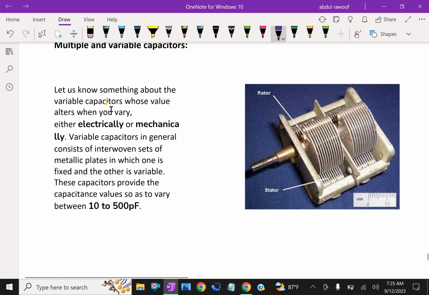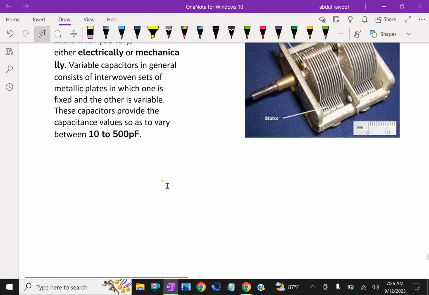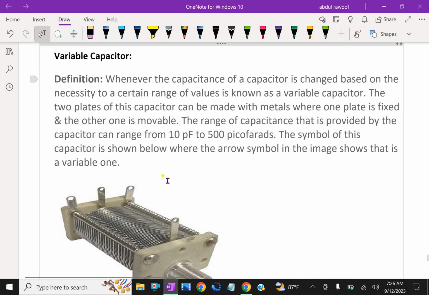Let us know something about the variable capacitors whose value alters when you vary, either electrically or mechanically. A variable capacitor generally consists of an interwoven set of metallic plates, in which one is fixed plates and the other is variable plates. These capacitors provide a capacitance value that can vary from 10 to 500 picofarad. That much minute farads can alter.